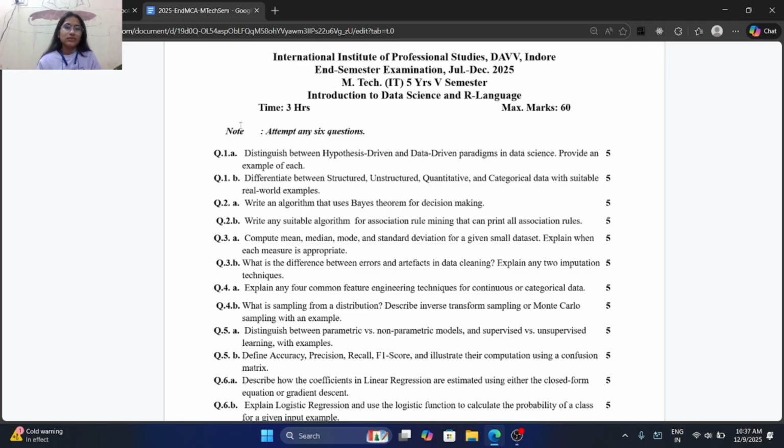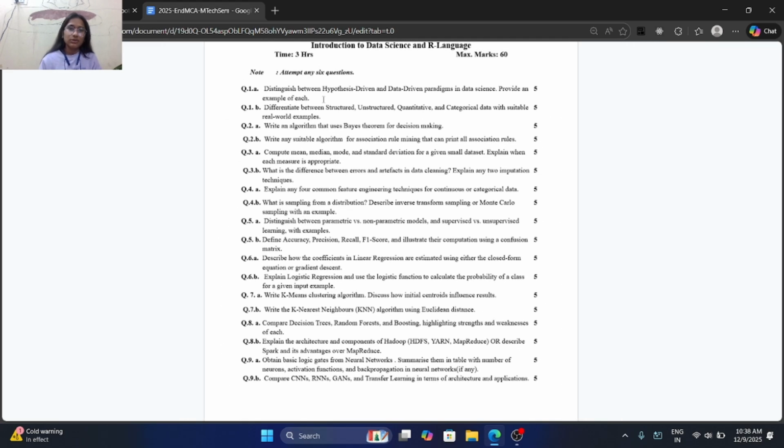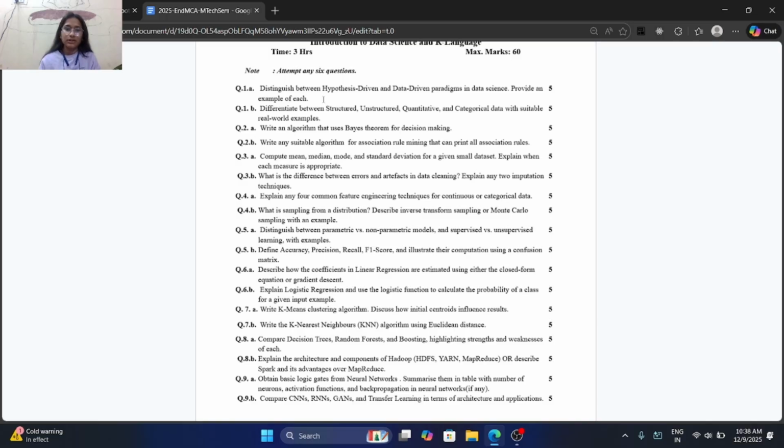Moving ahead with the first question: distinguish between hypothesis-driven and data-driven paradigm in data science. Provide an example of each. So we are going to solve this question paper. Look at it once, then we will move further with the solution.